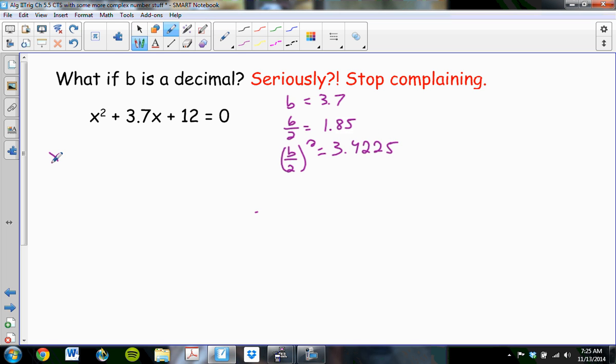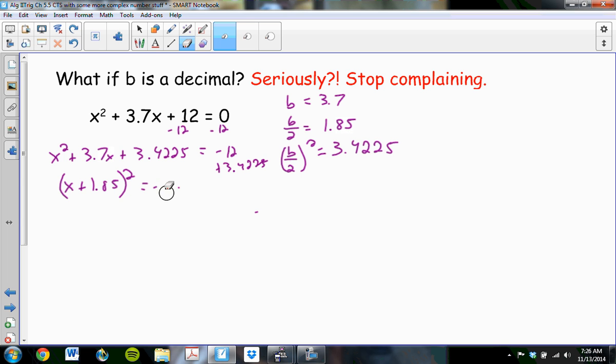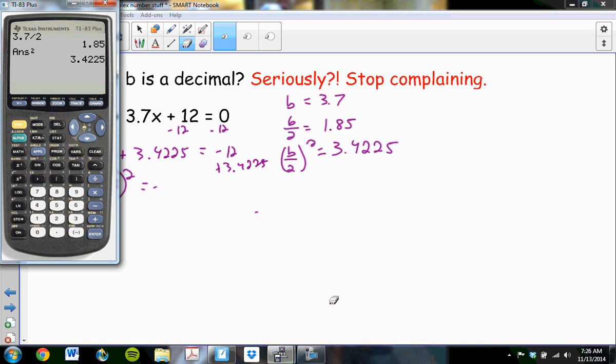So I get that x² + 3.7x + 3.4225 equals negative 12. I subtracted 12 from both sides. Left side can factor into (x + 1.85)² equals negative 12. Oops, I forgot to do my plus 3.4225. So this should be negative 12 plus my previous answer, negative 8.5775.